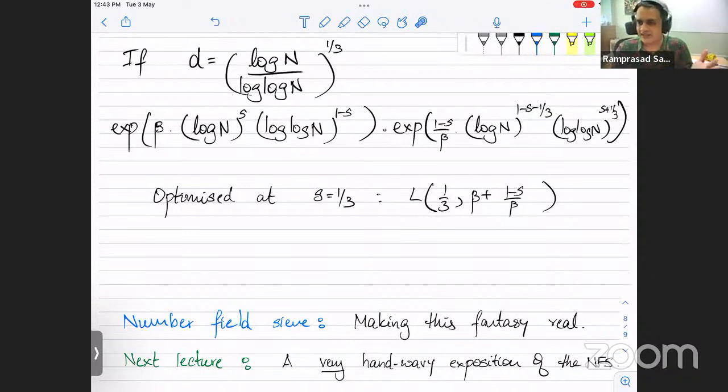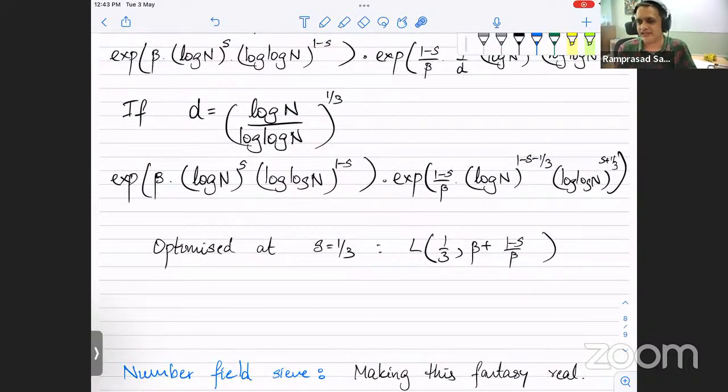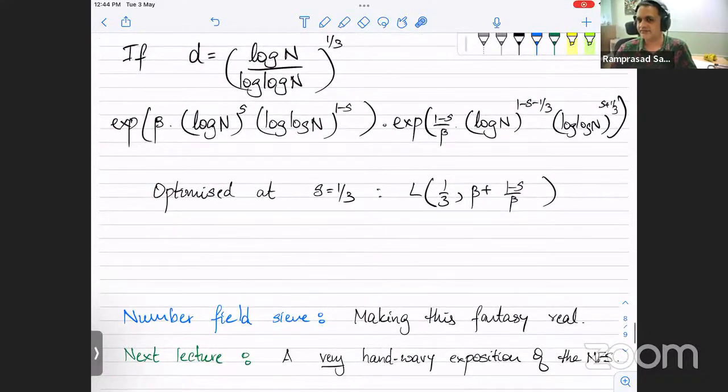Normally, for the numbers which it's even feasible to factor, this d turns out to be fairly small, like 3 or 5 or 7. For example, if your number is something like 200 bits, you're going to divide 200 by log of 200, and then take the cube root of that. So you can imagine that d is not going to be monstrous. It's going to be a fairly small d. And that's what they did, and this gave rise to the number field sieve.